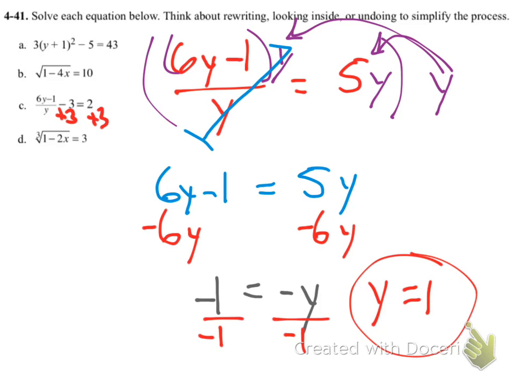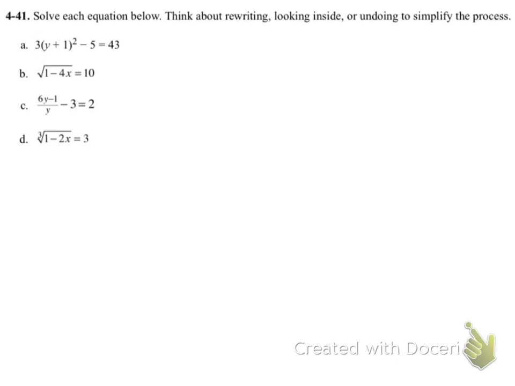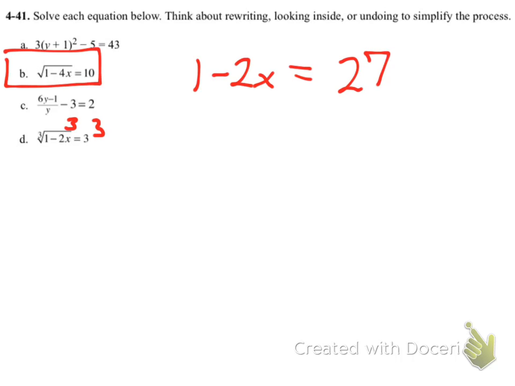And the very last problem, problem D. Again, undoing this problem, I'm taking the third root of everything here. So in order to undo that third root, I'm going to cube everything. The cube root and the cube undo each other, so I'm left with 1 minus 2x equals, and then 3 to the third power is going to be 27. Very similar to what we did in problem B, except that was the square root. Now we're just doing the cube root. Very similar though in process.